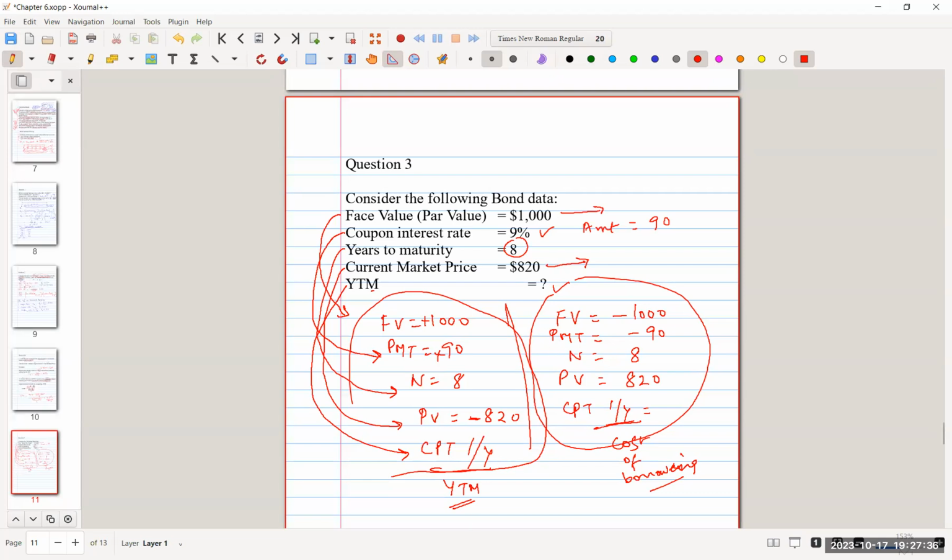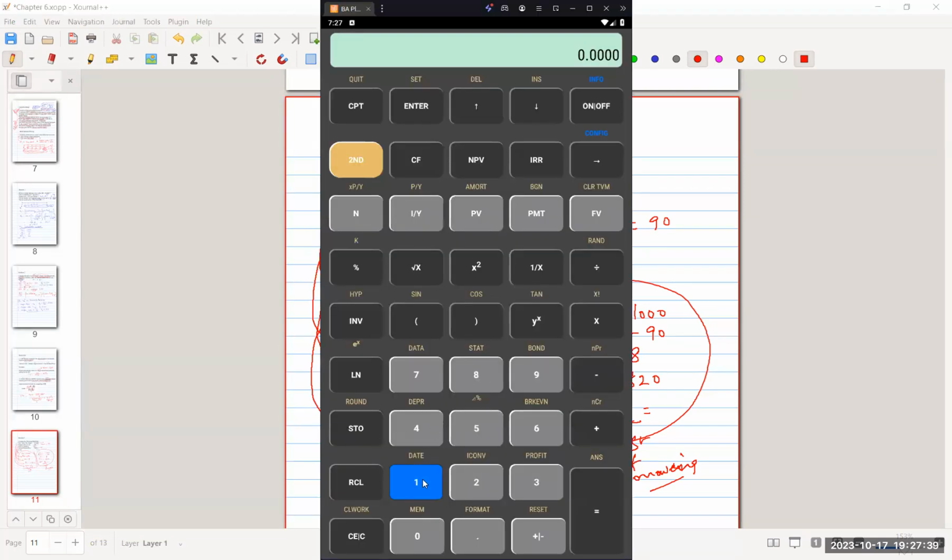Why do I seem to have a different result? Let me check. 1,000 gone into face value, future value. 8 gone into N. 90 gone into payment. 820 negative gone into present value. And then I'm saying compute my interest per year. Yes, Samantha, you're right. John, Suresh, correct. 12.7144% approximately. Right.